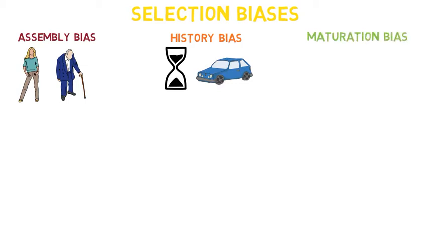A maturation bias can be present when changes occur in the dependent variable as a result of the natural process of change that occurs with the passing of time. For example, growth and development of children or recovery from injury.